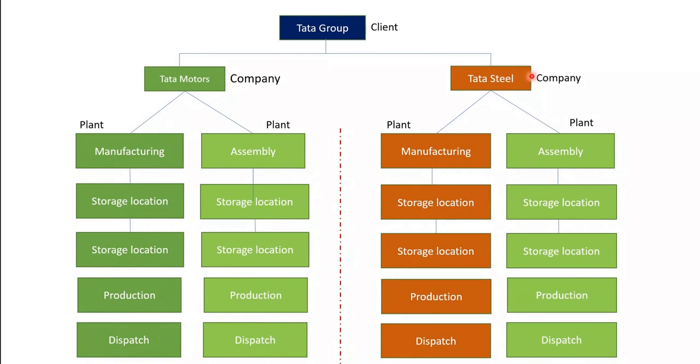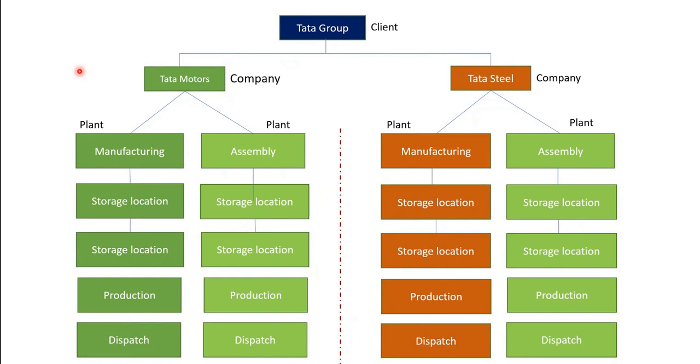This is Tata Steel, the same way. Tata Steel is a different company. They have two plants, like manufacturing and assembly. They have storage locations. Production activities take place, and then they dispatch their finished goods to customers. This is an overview of the organization structure.